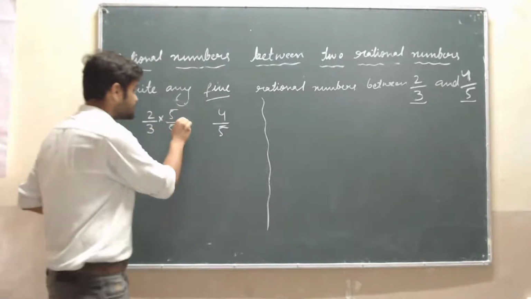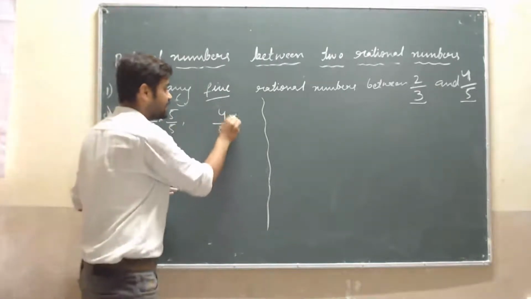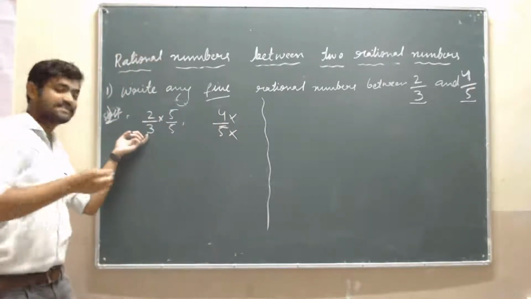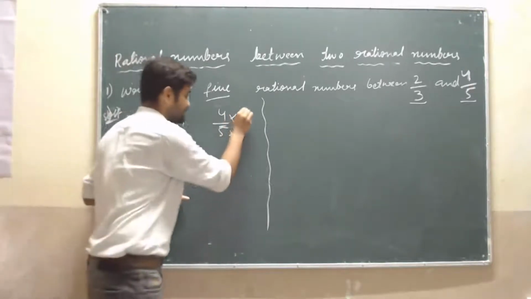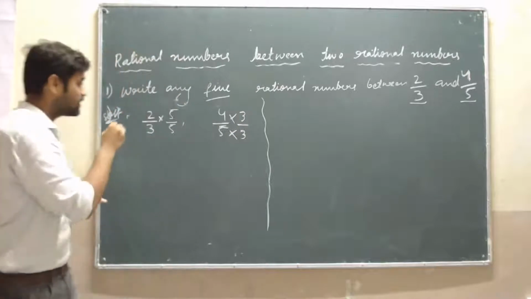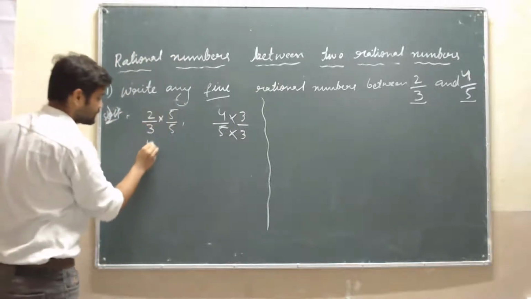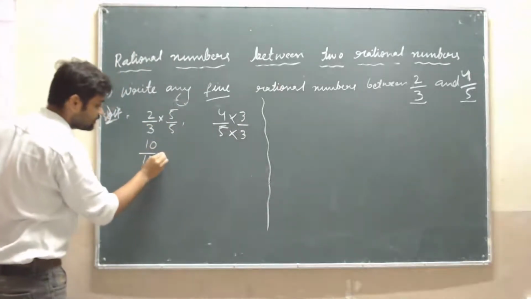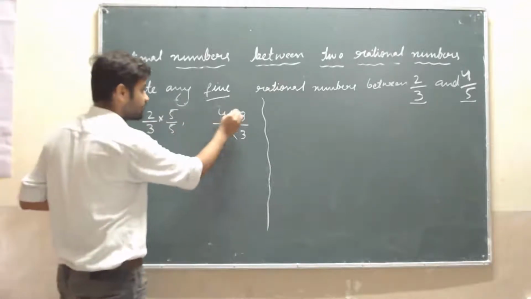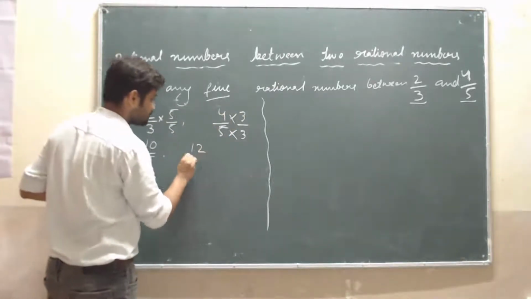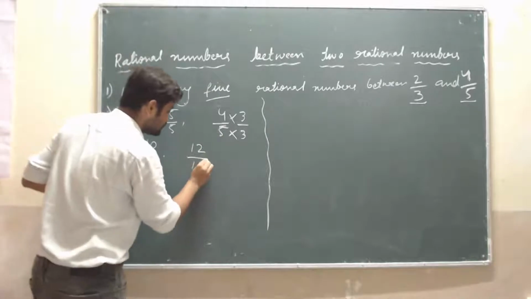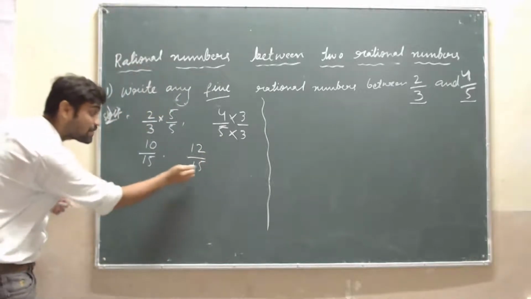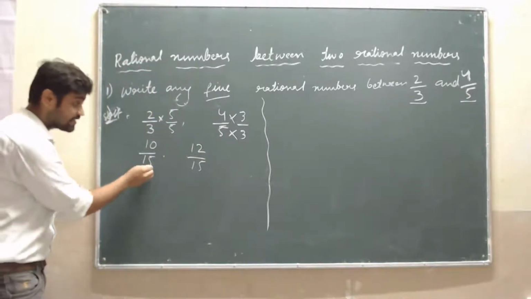Then for this, what we will do? Multiply and divide by the opposite denominator, that is 3, isn't it? Then what we will get? 2 5s are 10 and 3 5s are 15. And next, 4 3s are 12 as well as 5 3s are 15. Here the denominators are same.